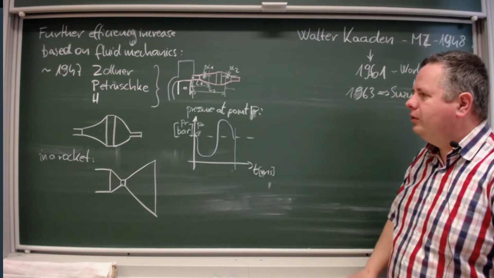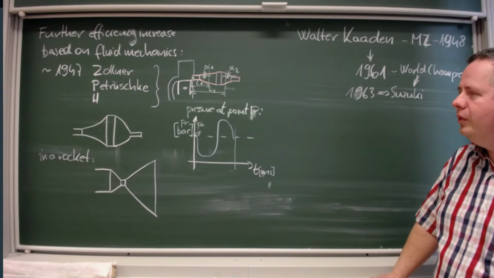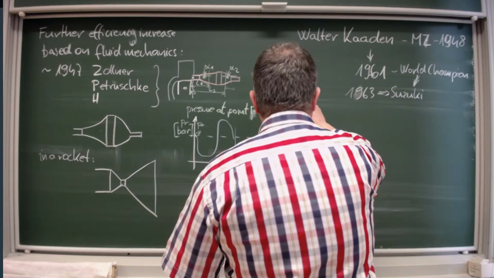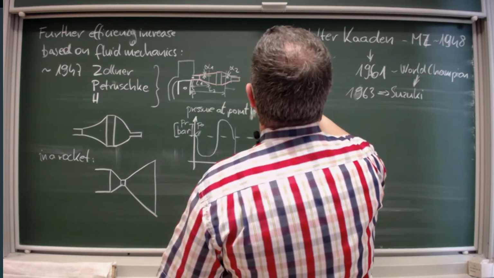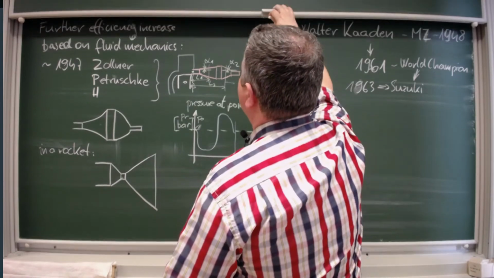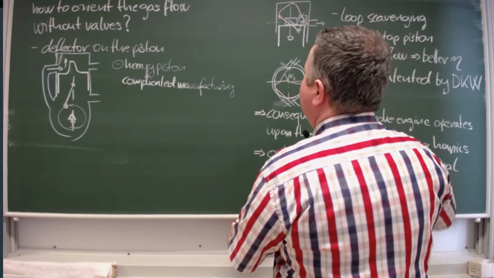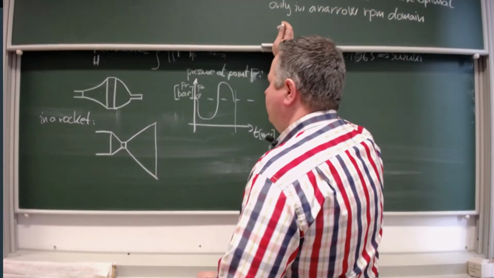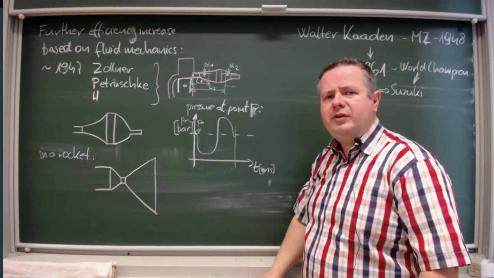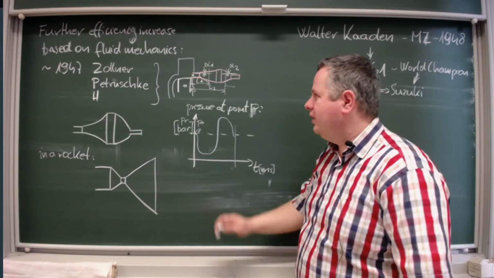But there were also other kinds of flow control. So the Japanese were quite good, the Germans also were quite good. Flow control, port control. Deflector on the piston, loop scavenging, yeah. What was the name of that in English? Resonance tube, resonance pipe. There is something like this in English for this kind of exhaust.